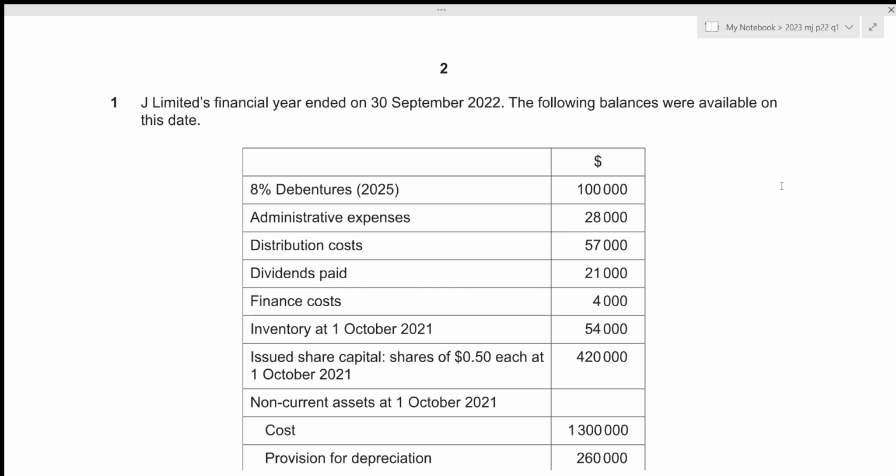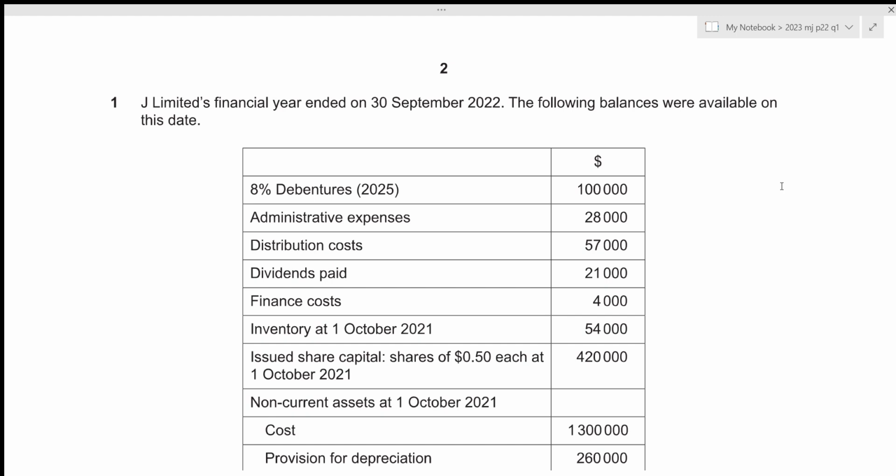Hi everyone, in this video we'll be going over A-Level Accounting 2023 May-June Paper 2 question number 1. So this is the structure of Paper 2, which consists of 4 questions. 2 of them will be of 30 marks and 2 of them will be of 15 marks. And the total time limit given for this paper is 1 hour and 45 minutes.